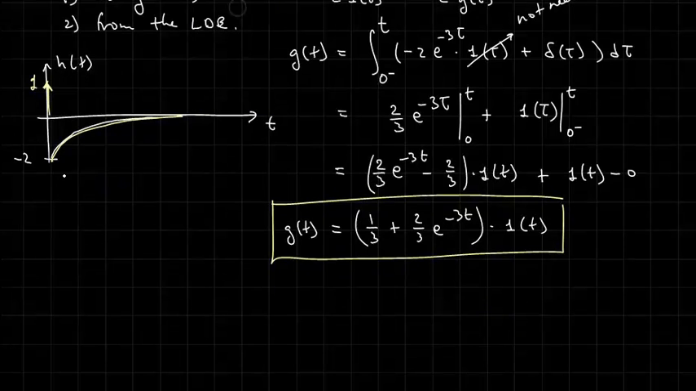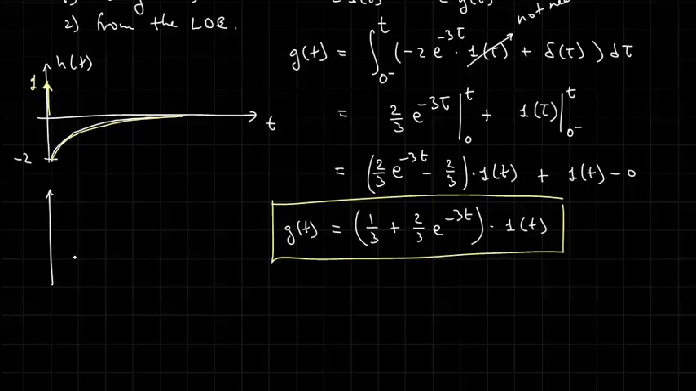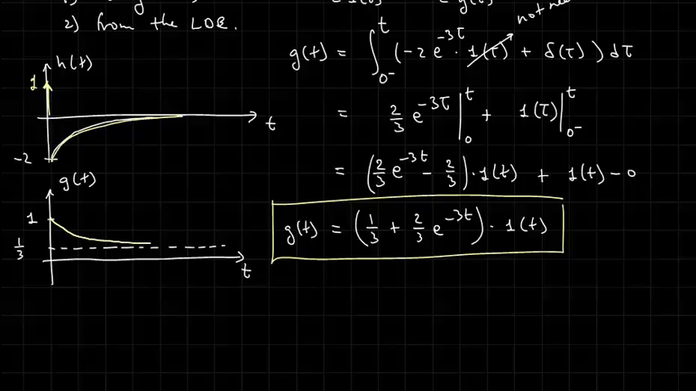Now let's redraw this. What we have here for the unit step is that at 0 it's going to be 1, and asymptotically, when the exponential goes away, it will be 1/3. And so the response decays down like so.